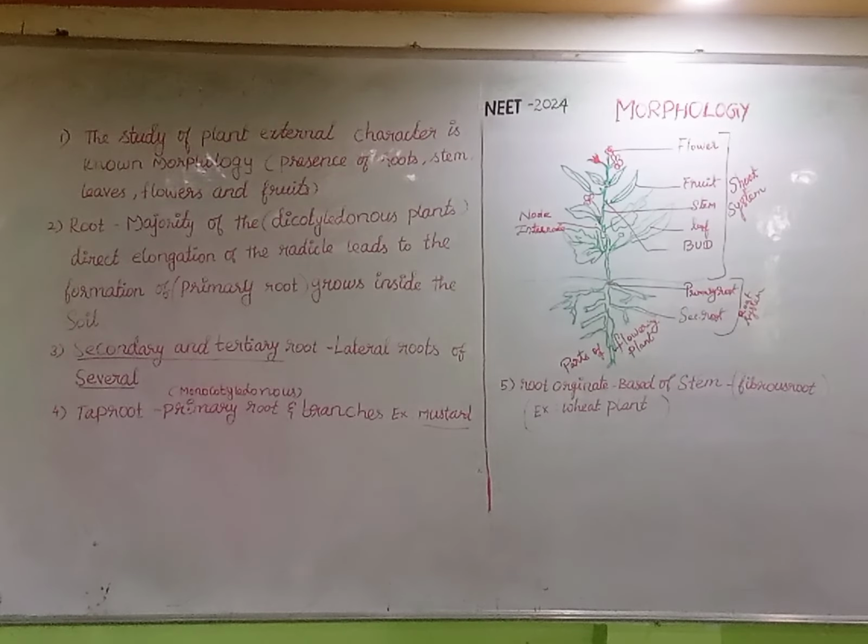First, you can see the taproot system. Taproot system is the primary root. It consists of a primary root that branches, as in dicotyledons. So it consists of the taproot system. For example, mustard.